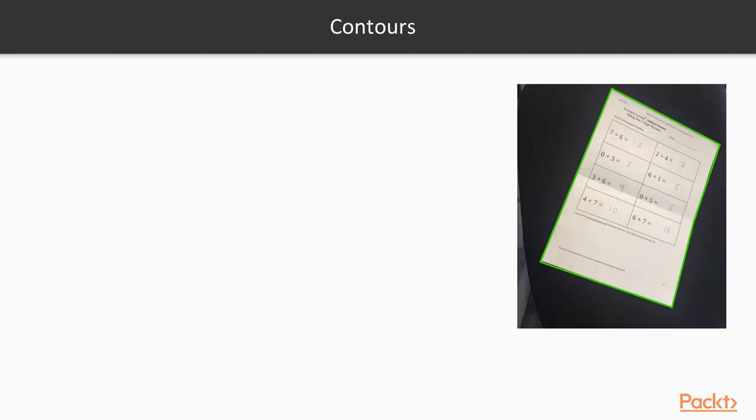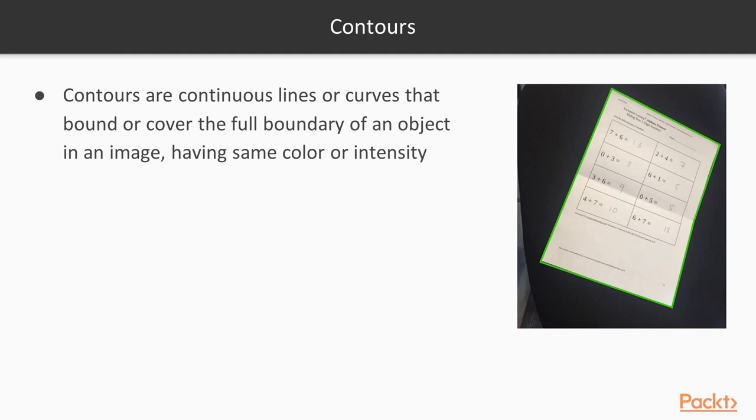Now, let's take a look at contours. Now, what exactly are contours? If you're familiar with geography, you're probably thinking of mountain or altitude contours. Well, it's sort of similar in a way. However, in computer vision, or at least in OpenCV, we define contours as continuous lines or curves that bound or cover the full boundary of an object in an image.